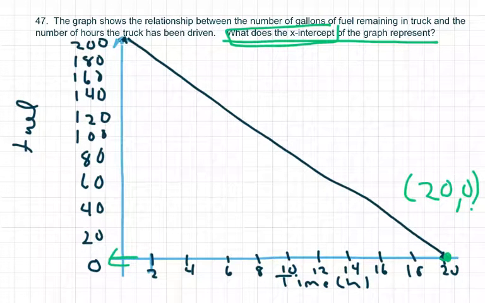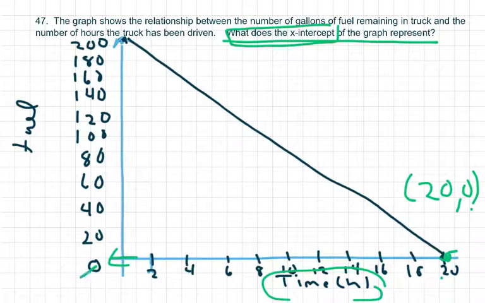So what happens at this? It means this is your hours. So it took 20 hours for the fuel to be at 0. And that's basically how you have to look at it. It's right in front of you. And I think the main thing they want you to know is, what does the x-intercept mean? Because if you know that, then it's basically an easy question. So the answer here is B.